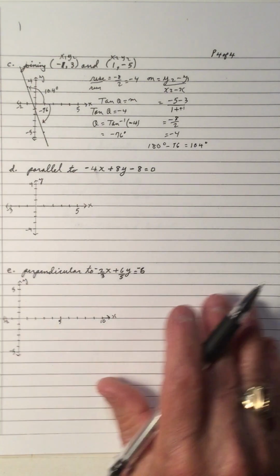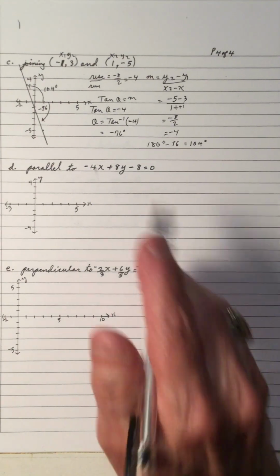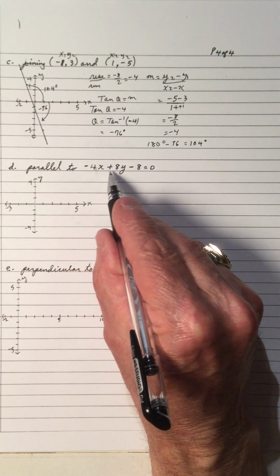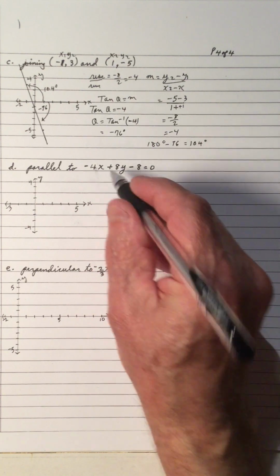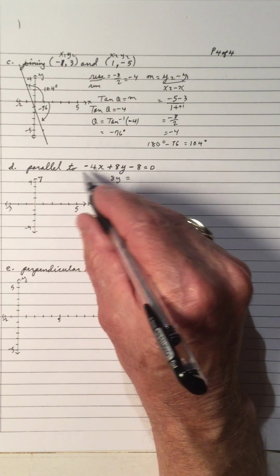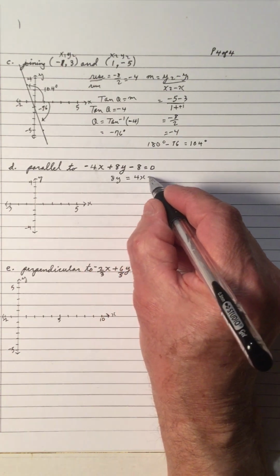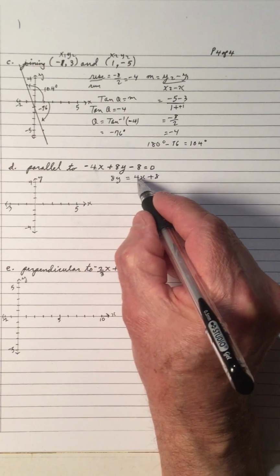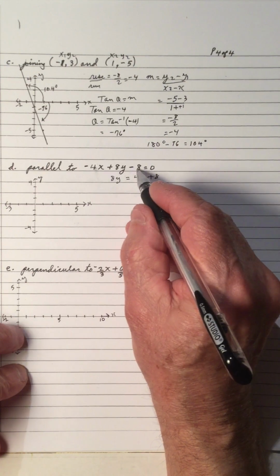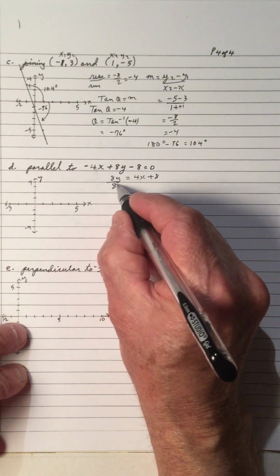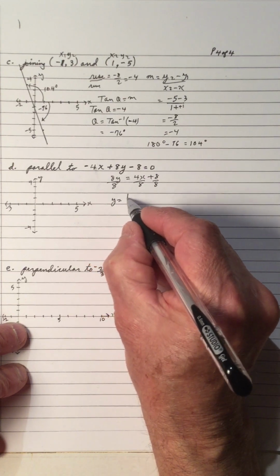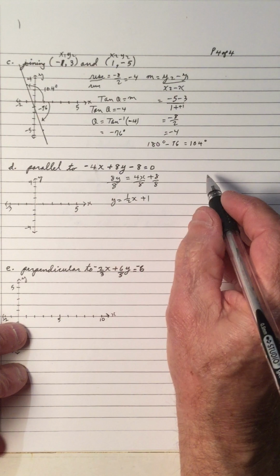Okay, let's try another one that's a little bit different. Parallel to this line: -4x plus 8y minus 8 equals 0. So let's solve this equation for y and see what the slope is going to be. Move the -4x so it'll become a positive. Move the 8 over, it becomes positive, divide by 8. So we have y equals a half x plus 1.